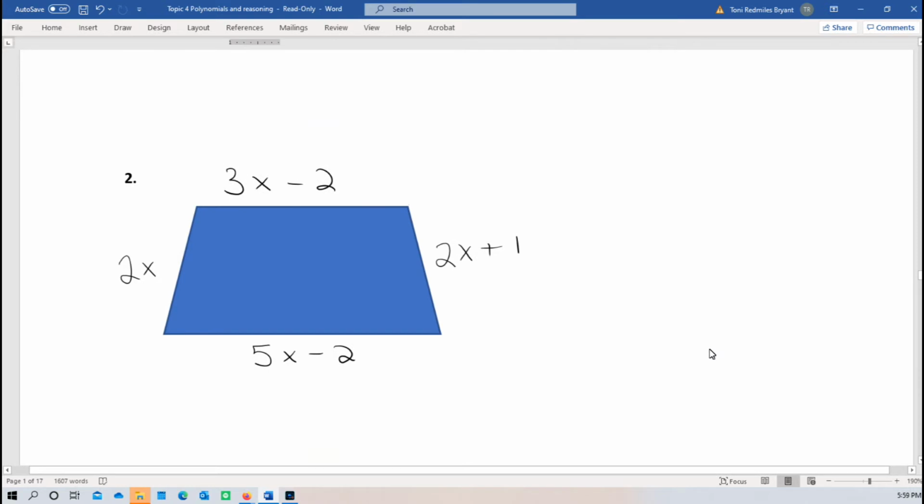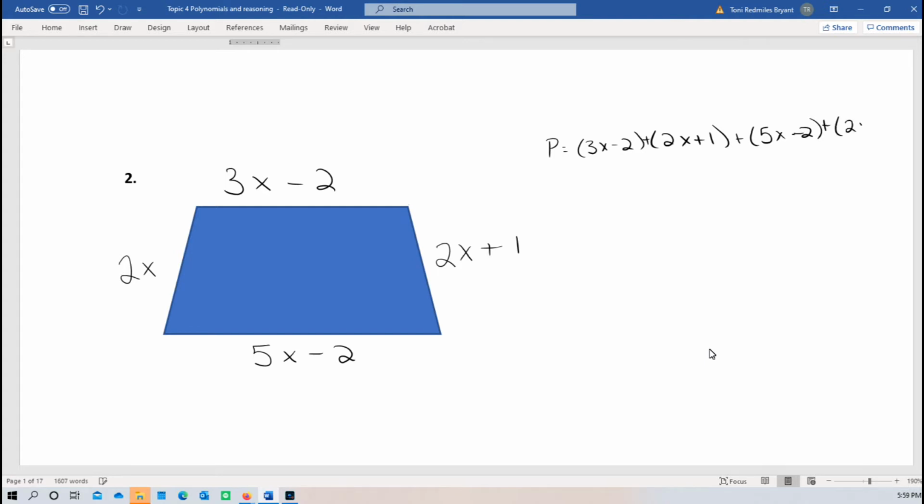All right, again, the perimeter of this is just adding up all the sides. I'm going to assess to see if I can drop those parentheses. I can. It's going to be 3x minus 2 plus 2x plus 1 plus 5x minus 2 plus 2x.